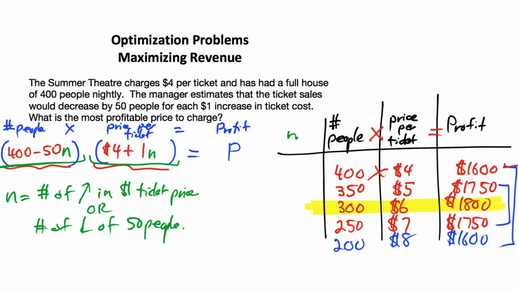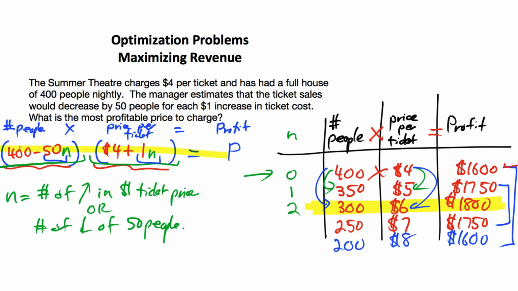All right, so I'm introducing the letter n, equaling 0 being my base scenario, my 400 people times $4 per ticket, and every one change will increase this by 1 and decrease this by 50. So if I go to the second situation, 2 increases of $1, 1 times 2 onto the 4, and 2 decreases of 50, 50 times 2 subtracted from 400.